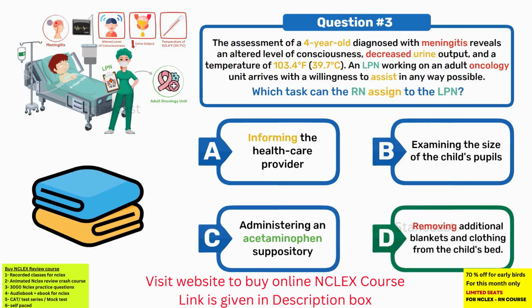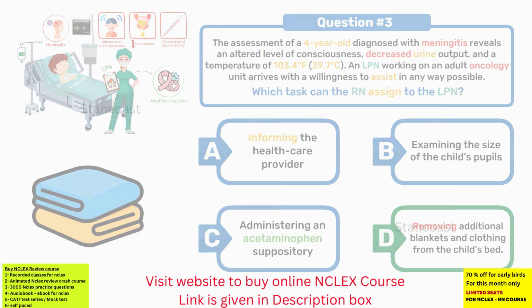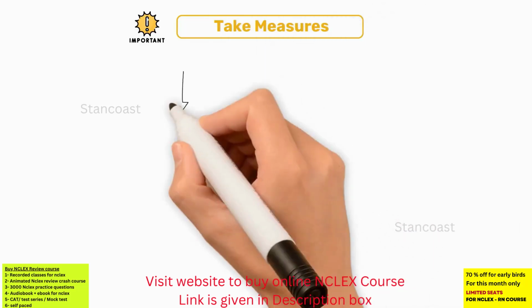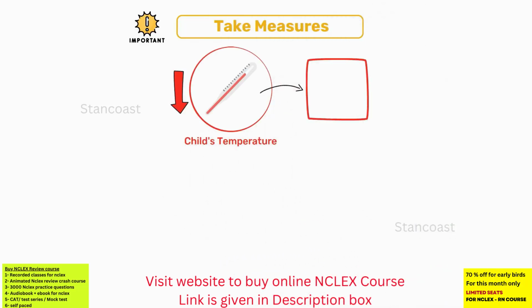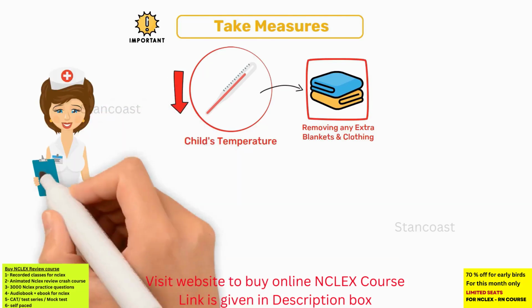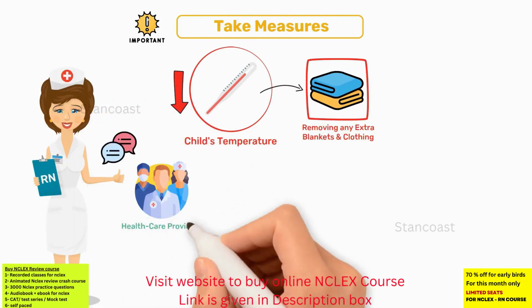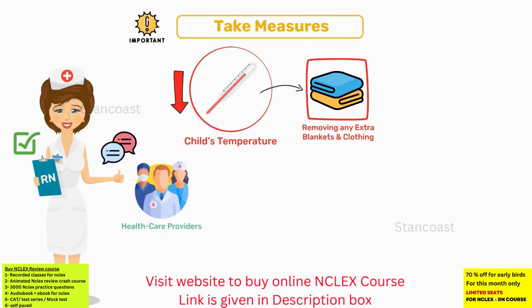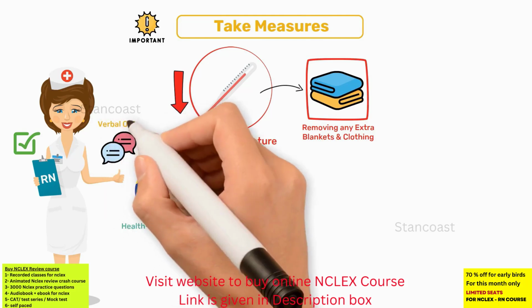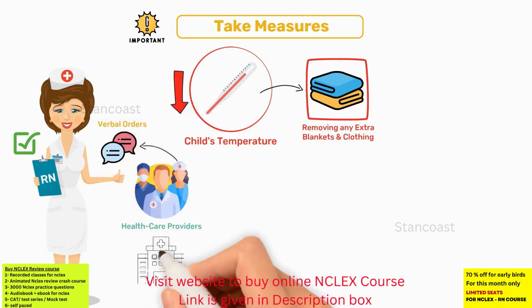The answer is D. Removing additional blankets and clothing from the child's bed. It is important to take measures to lower the child's temperature, such as removing any extra blankets and clothing. The RN should be in communication with healthcare providers. Only registered nurses are authorized to accept verbal orders from healthcare providers in most healthcare facilities.